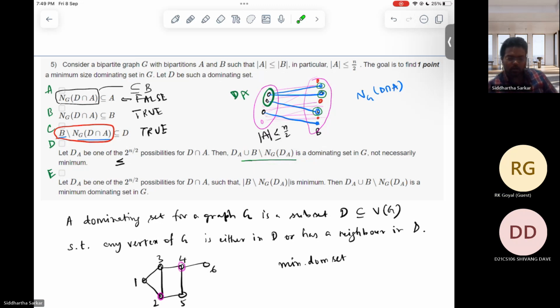Yes, so this one is correct. Let's mark it too.